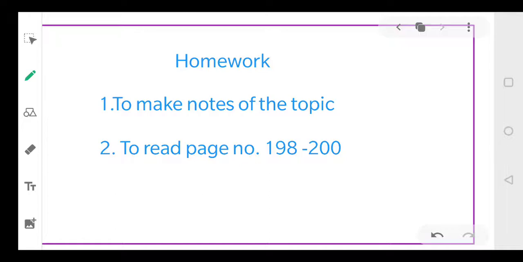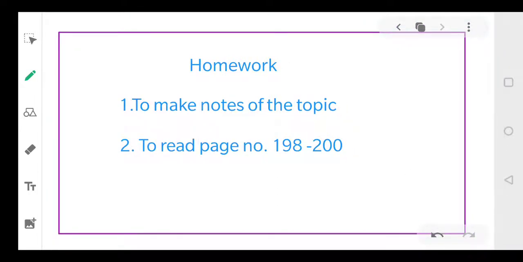Okay, so coming to the homework for today. First of all, you will make notes of this topic. It's a very, very interesting and a very useful topic. Secondly, you will read the page numbers 198 to 200, and if there is any doubt, any query, you can discuss it with me on my personal number.